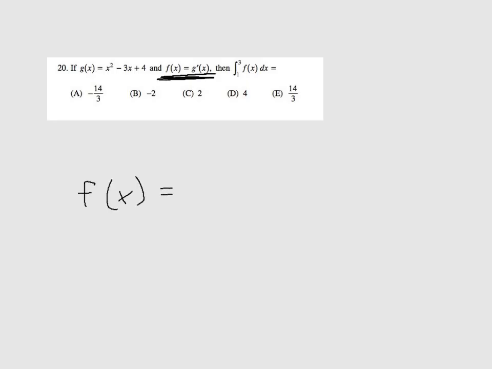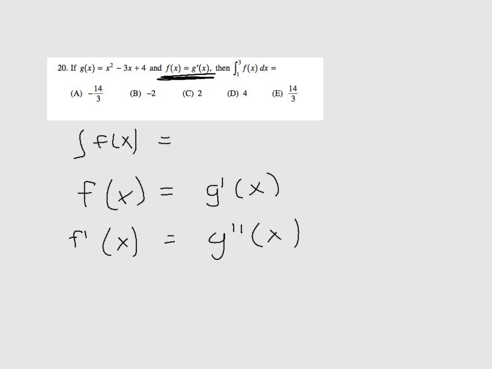f of x is going to be equal to g prime. f prime is going to be equal to g double prime, which means that when I take my antiderivative of f of x, my integral of f of x, well, that's going to be an integral of g prime, which is just g.